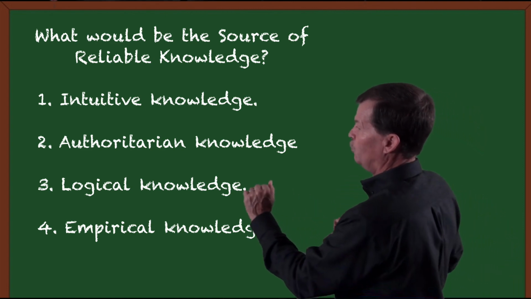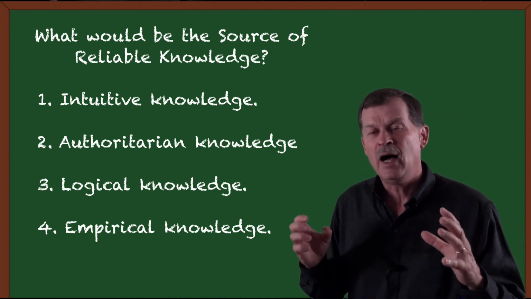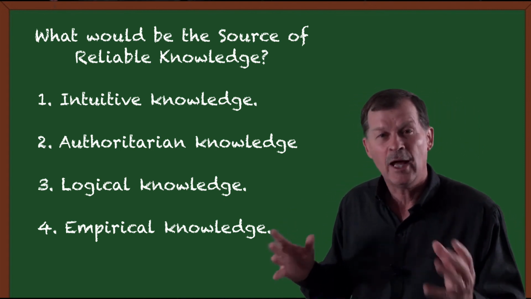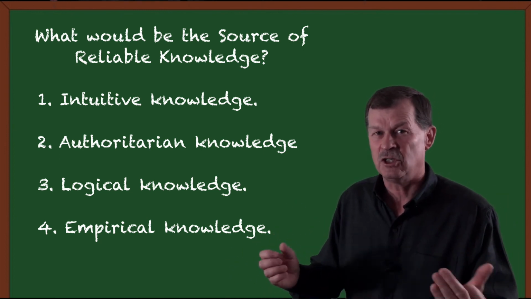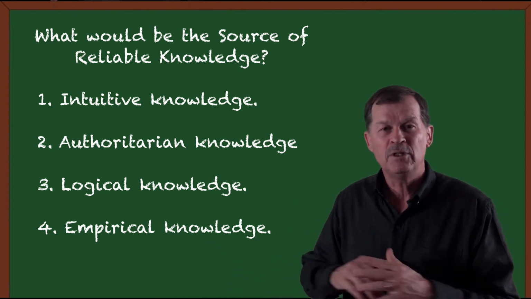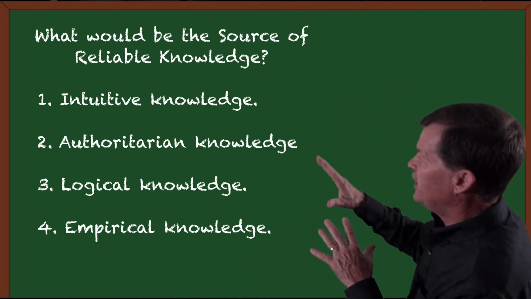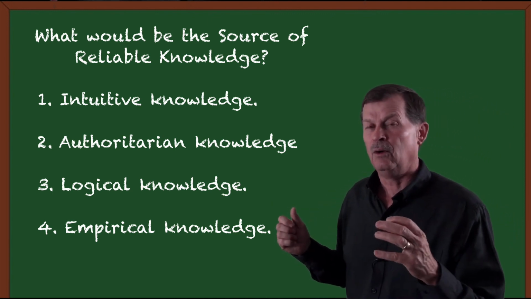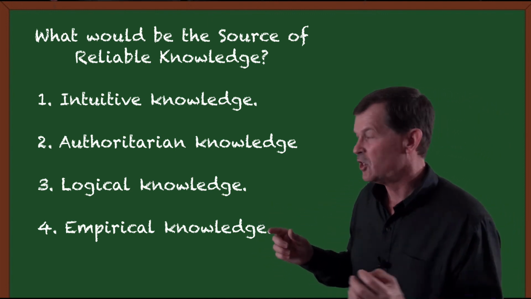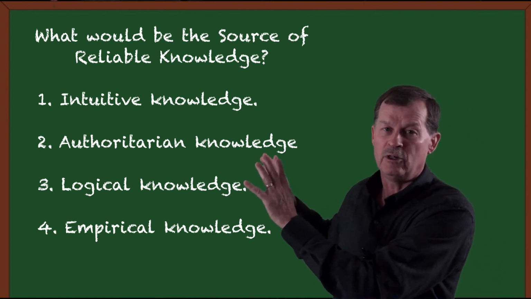Number four would be empirical knowledge, which means I get my reliable knowledge from my five senses, from observation, from what happens out in the world which I perceive out there. Now, these are four principal or primary sources of knowledge, and what we do is we pick one of them to be our primary source.